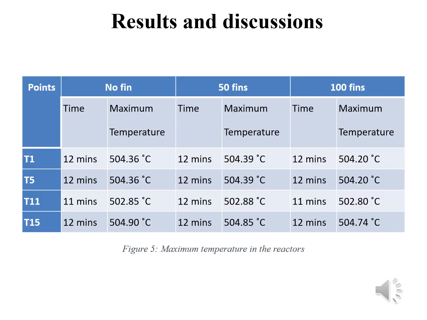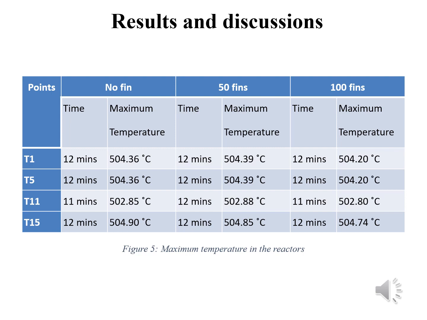The below table shows the maximum temperature reached at 4 points in all three reactors. As we can see in the table, in the reactor without fin, the maximum temperature reached is 504.90 degrees Celsius, while in the reactor with 50 fins, the maximum temperature reached is 504.85 degrees Celsius, and in the reactor with 100 fins, the maximum temperature reached is 504.74 degrees Celsius. We can see the temperature reduction in the reactor after adding the copper fins, but the reduction is not significant.